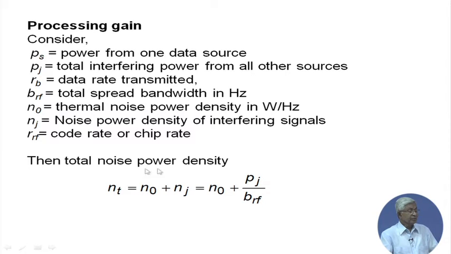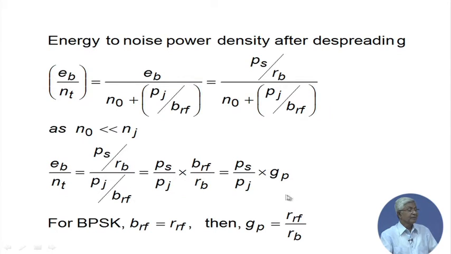Now, total noise power density, if we call NT, is the thermal noise of the source at the receiver and the jamming noise. Jamming noise in this case is interfering noise, that is NJ. And what is NJ? NJ is PJ by BRF, over the bandwidth. That is noise power density over the bandwidth. So, total jamming power divided by the bandwidth. So, NT is equal to N0 plus PJ by BRF, try to remember.